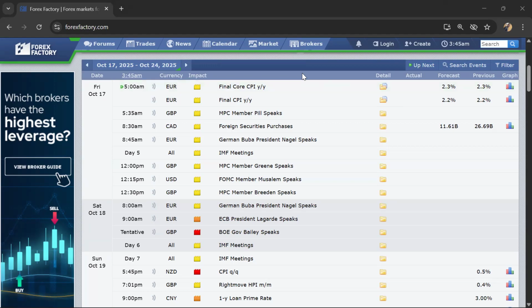So let's take a deep dive outlook on the markets. Typically, we're on Friday, 17th October, and this is the entire news events that we're having on this day.